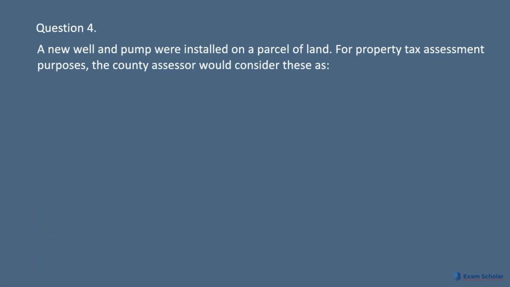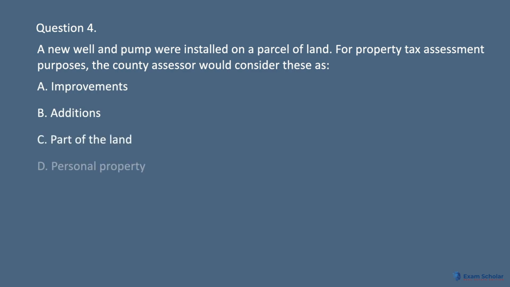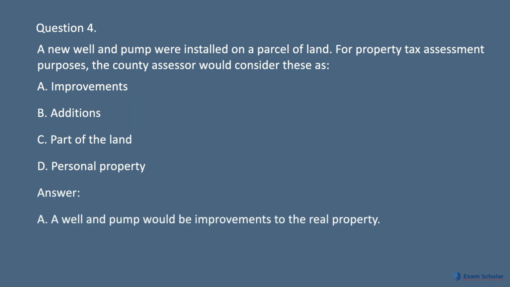Question 4. A new well and pump were installed on a parcel of land. For property tax assessment purposes, the county assessor would consider these as A. Improvements. B. Additions. C. Part of the land. D. Personal property. Answer. A. A well and pump would be improvements to the real property.